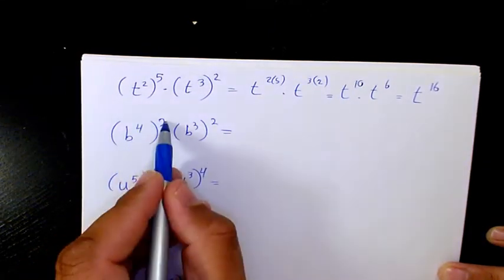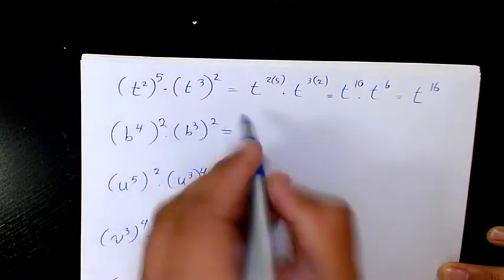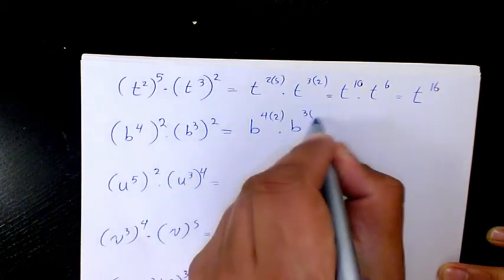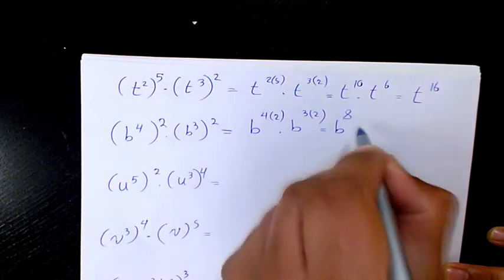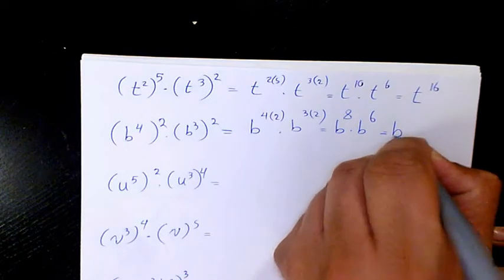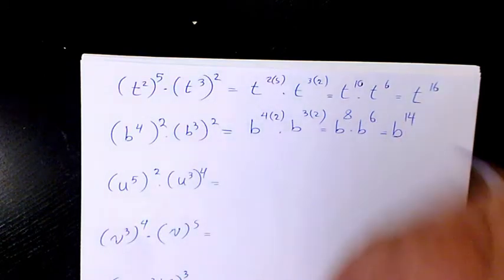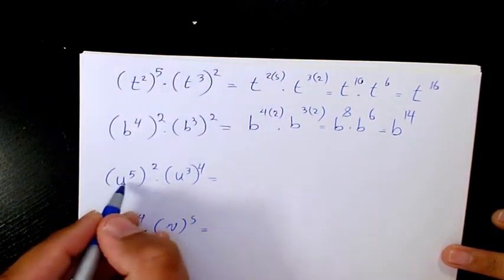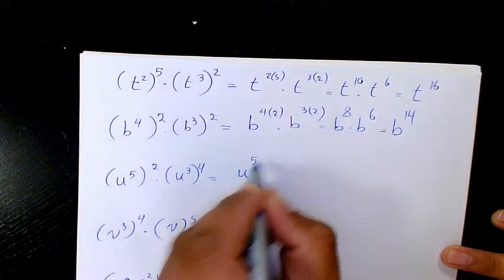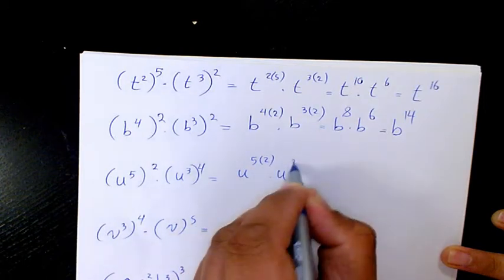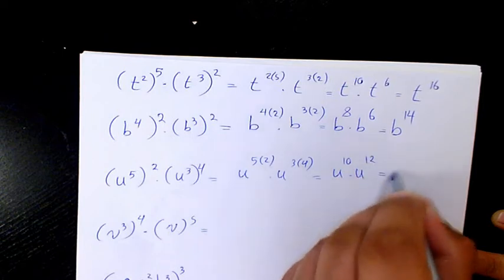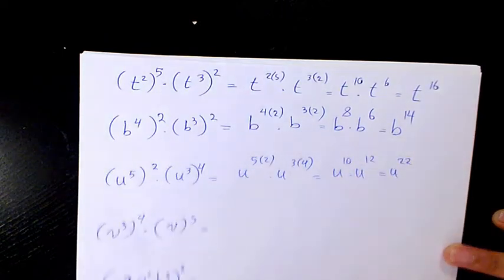b to the power of 4 to the power of 2 times b to the power of 3 to the power of 2. So it's going to be b to the power of 4 times 2 times b to the power of 3 times 2. So it's going to be b to the power of 8 times b to the power of 6. b to the power of 8 plus 6 is going to be b to the power of 14. u to the power of 5 to the power of 2 times u to the power of 3 to the power of 4. So it's going to be u to the power of 5 times 2 times u to the power of 3 times 4. It's going to be u to the power of 10, here u to the power of 12. And you add them, it's going to be 22.